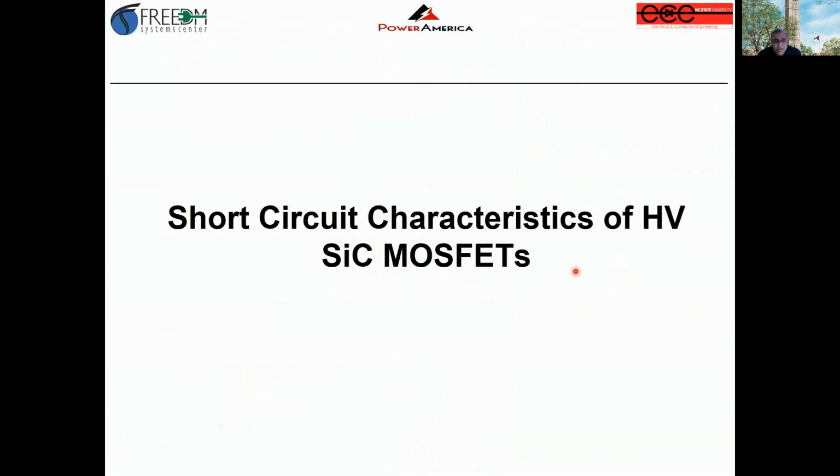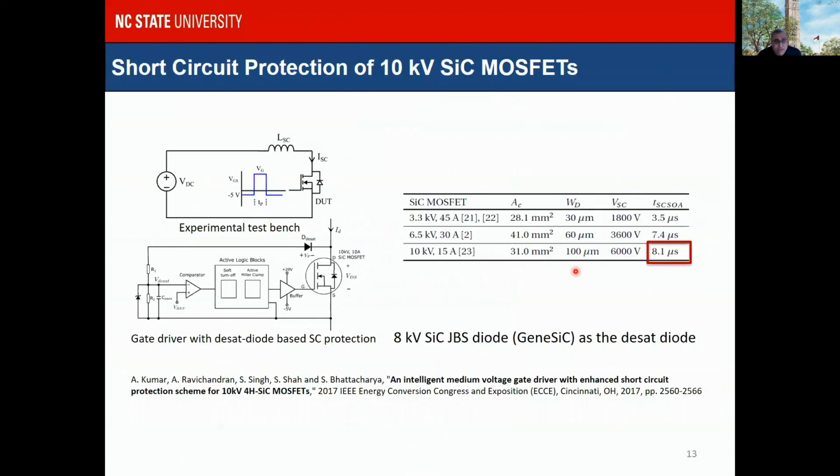So let me actually talk a little bit about the short circuit protection of this 10 kV MOSFET. As I said, we use a high voltage DSAT diode, which is an 8 kV silicon carbide JBS diode. Then of course, in the gate driver, we have a soft turn off and an active Miller clamp.